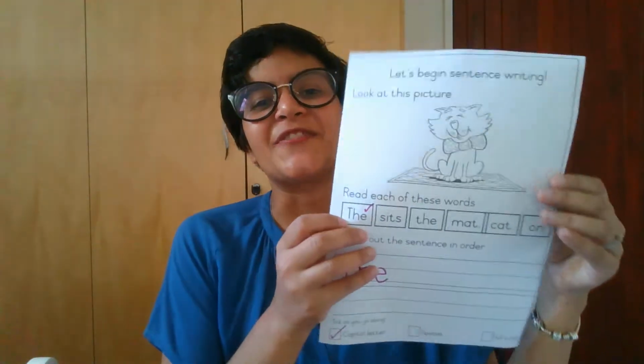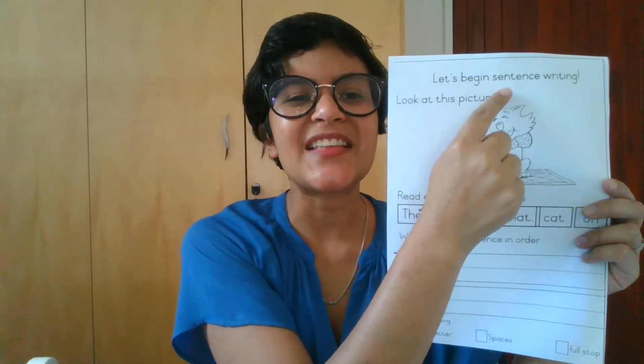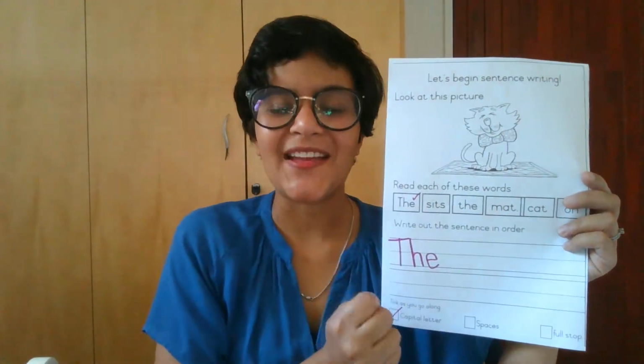So let's have a look at this picture. Over here it says, let's begin sentence writing. Look at the picture. What's happening in this picture? In this picture, we have a cat sitting on a mat. So let's make a sentence about that. Let's think for ourselves without looking at the rest of our worksheets. Let's think of a sentence that we can write. The cat sits on the mat. Okay, or the cat is sitting on the mat, or the brown cat is sitting on the mat.